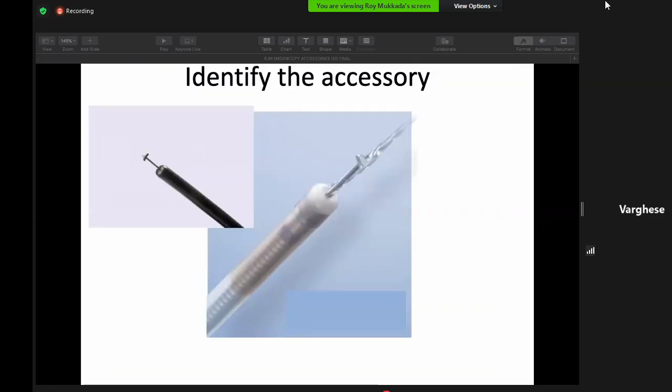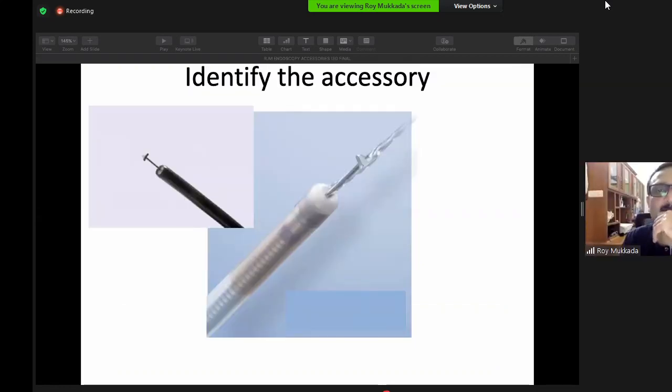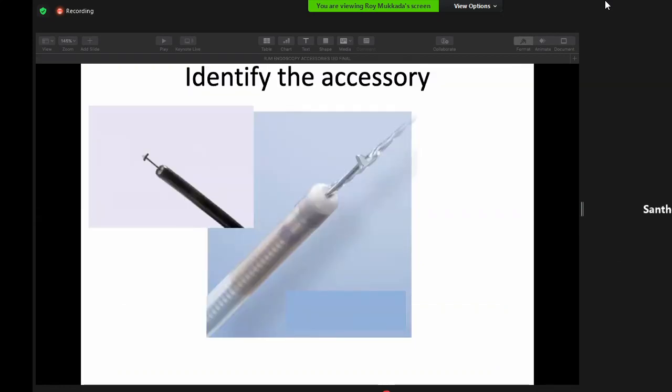Okay. So what are these instruments? Sir, this is a water jet. Look carefully. Look carefully. EST.